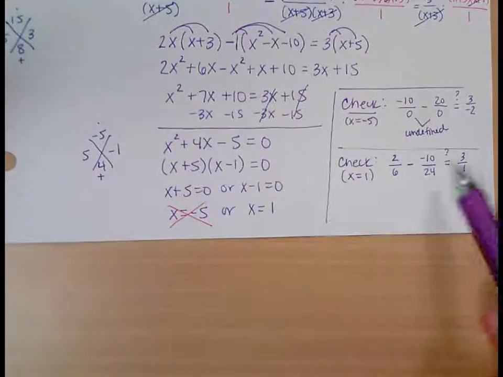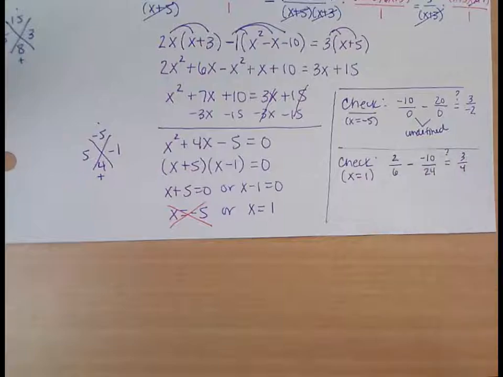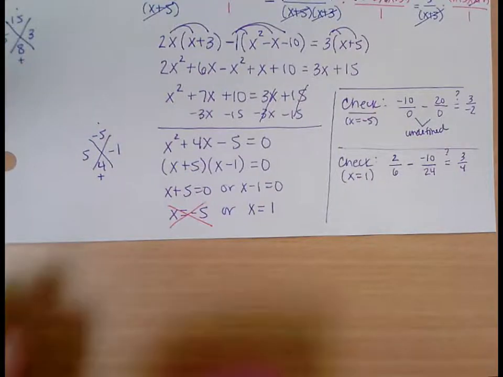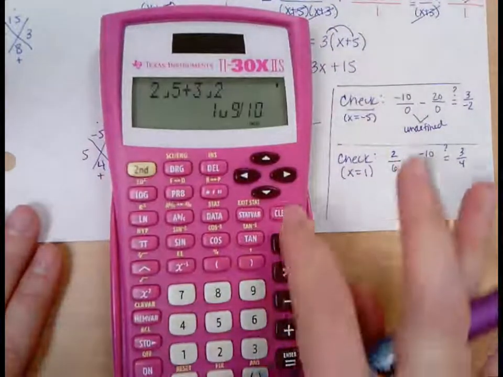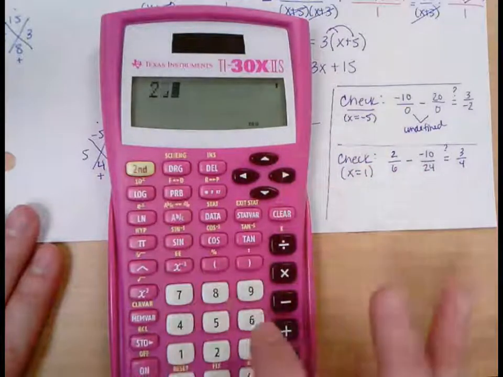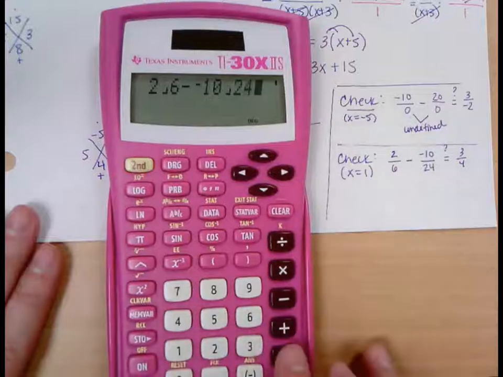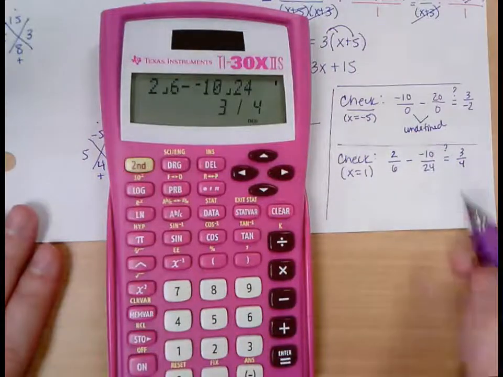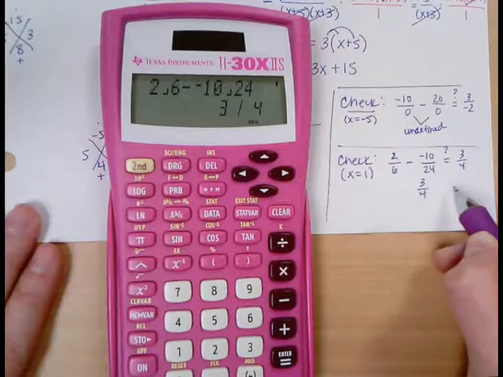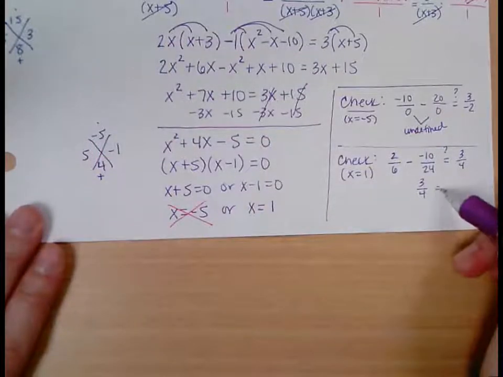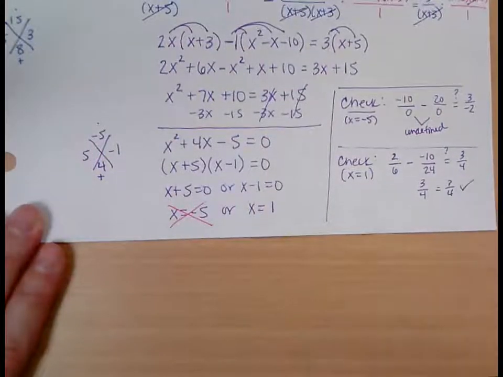And again, you could check this in your calculator, type in 2 over 6 minus negative 10 over 24. That does equal 3/4. So then I know that 1 checks out.